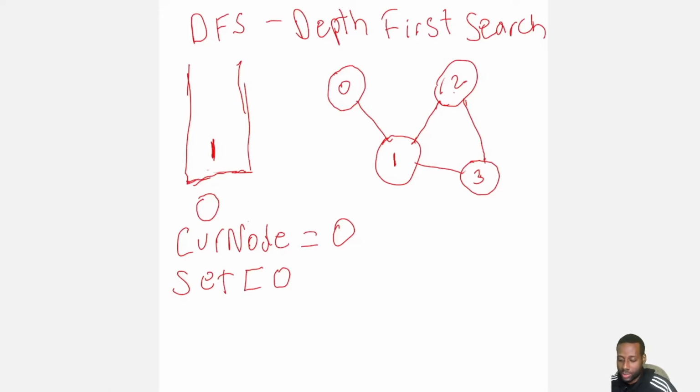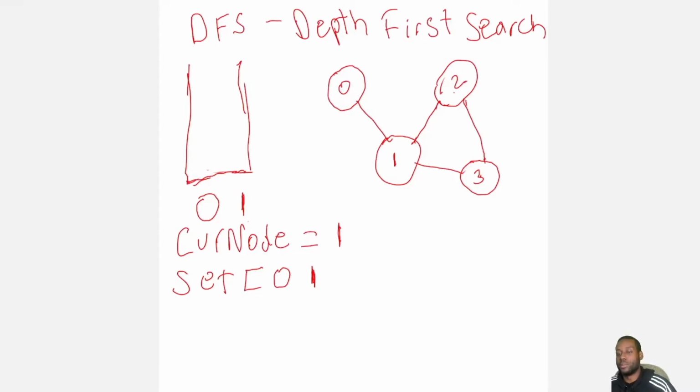The next node, guys, is going to be 1. So the current node is going to change to 1, because 1 is the one at the top of the stack right now. So our current node is 1, and then we also need to add 1 to the set. We add 1 to the set, and then we also need to make sure to print 1, because we said every node, please print yourself.